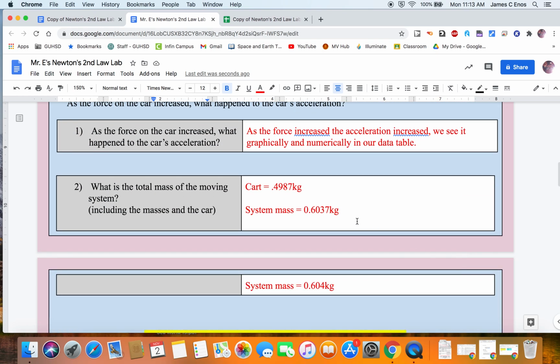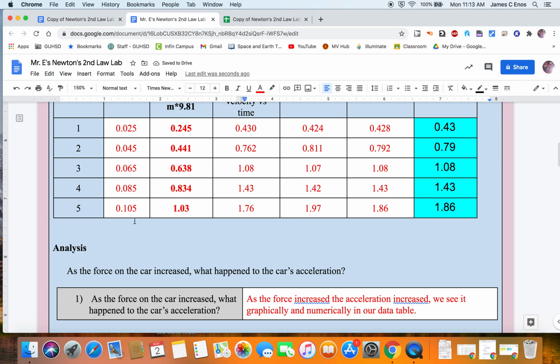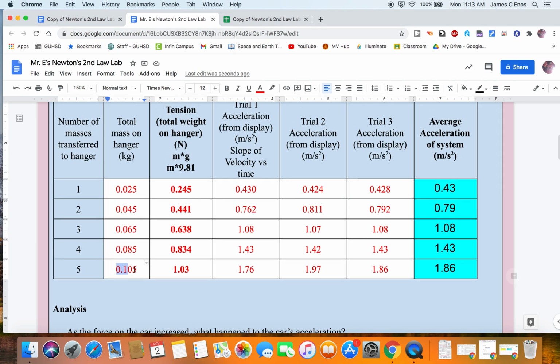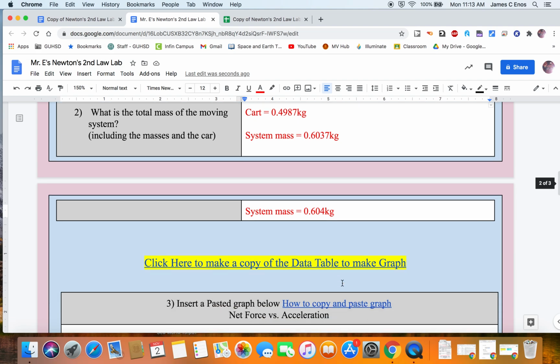We can also say what the total mass of the system is, with everything in there. The mass of the cart is 0.4987 kilograms. That's the mass of the cart that was moving. We also have everything in the cart, the hanger and all those masses as well. That's 0.105 kilograms. If we add them up, the system mass is 0.604 kilograms.